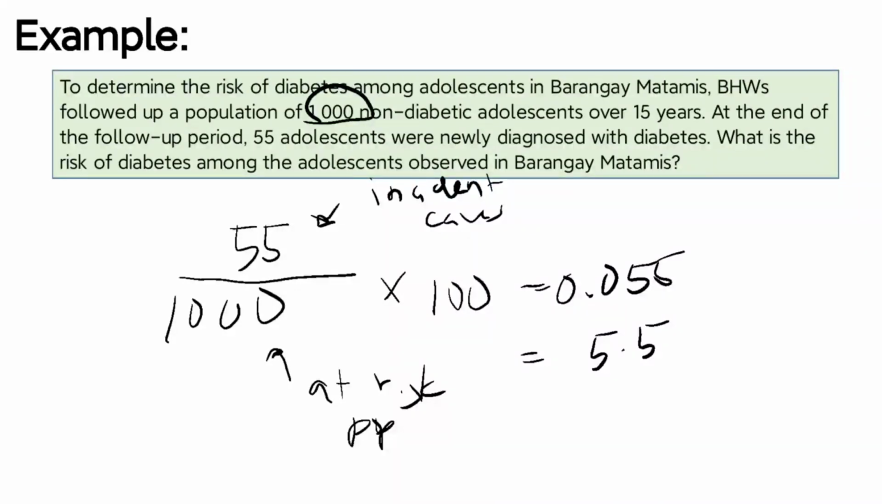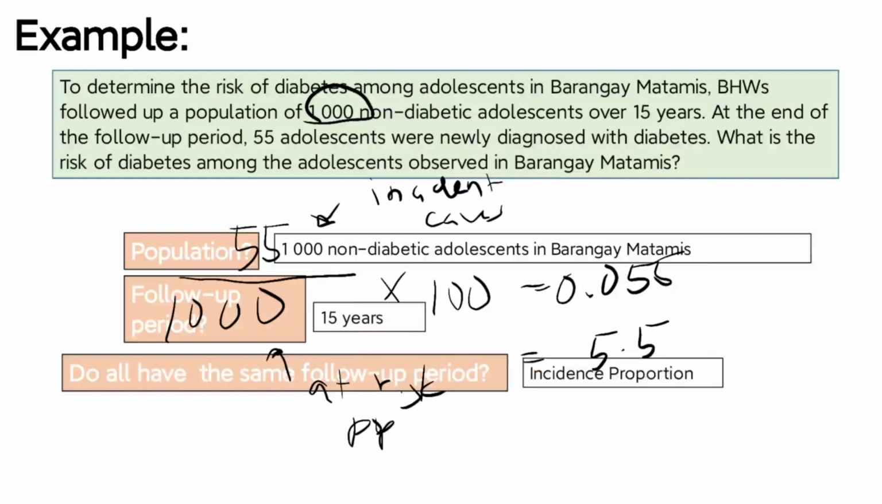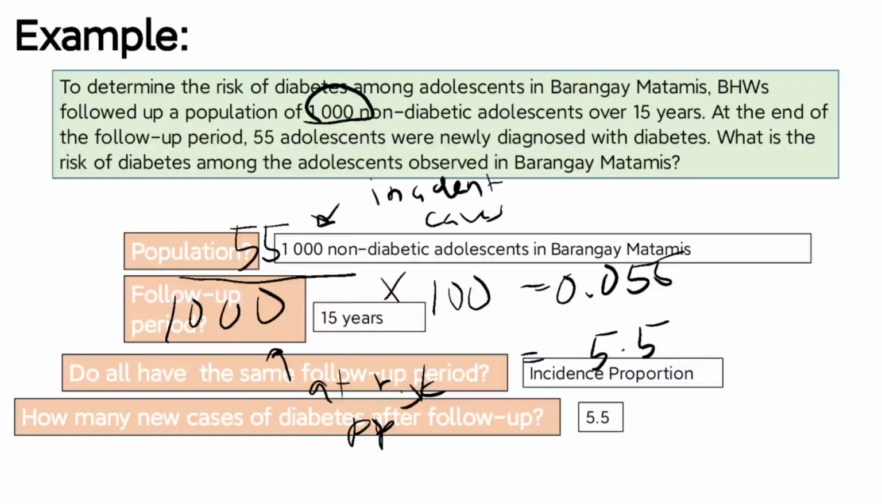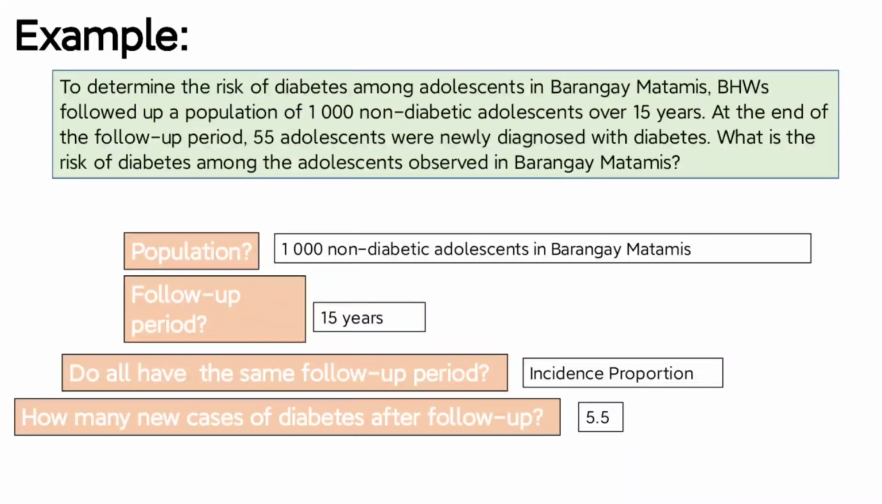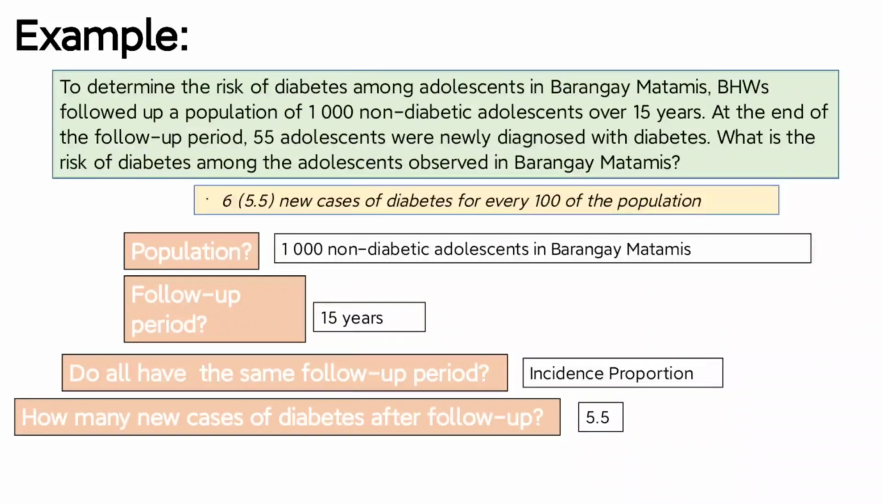Okay? So, since we're talking about people here, mga tao, yung pinag-uusapan natin. Okay? So, wala namang kalahating tao. So, you cannot answer 5.5 in this case. Okay? So, instead, mag-round up ka. 6. Okay? 6. So, there are 6 new cases of diabetes for every 100 of the population. Okay? Ganun lang siya kasimple.